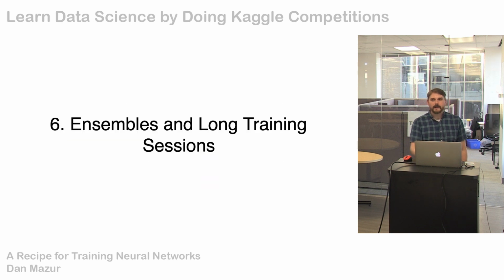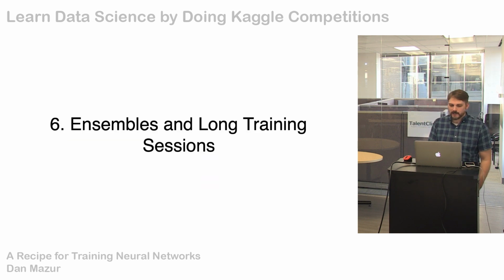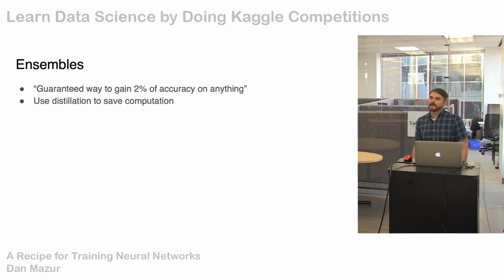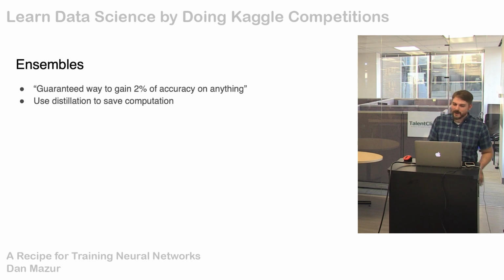So now we've done our random search to find the best hyperparameter configurations. The last step is the one he called squeezing the last juice out, or gave it some funny name. I've called it ensembles and long training sessions because that's what he actually gives as advice. The idea of ensembling says if you have models that make errors independently and you combine the predictions of those models, you'll typically end up with something better than any of the individual models. So he says that ensembles are a guaranteed way to gain 2% of accuracy on anything. That's a personal guarantee from Andrej Karpathy.